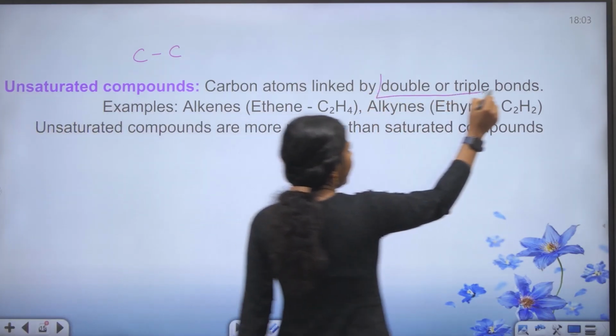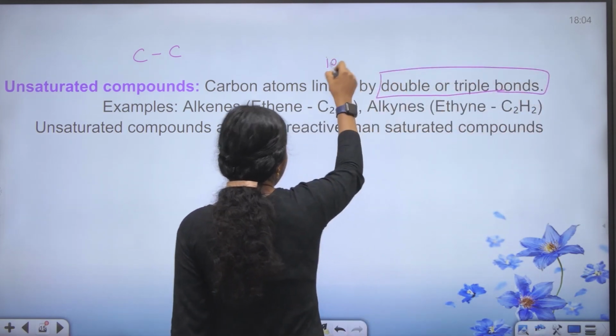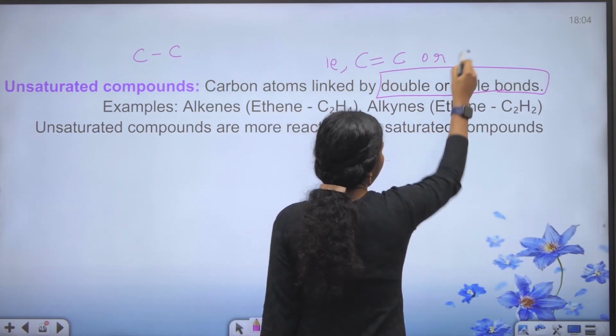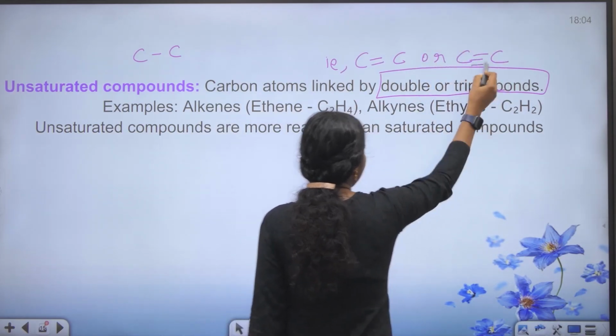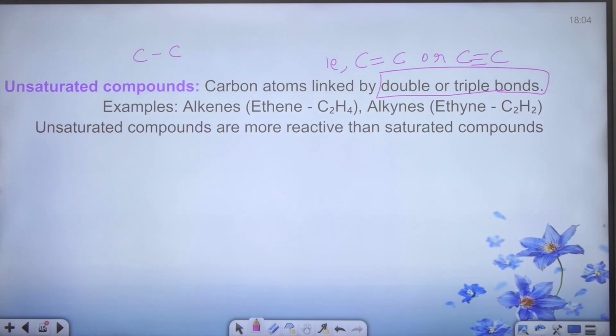That means carbon-carbon double bond or carbon-carbon triple bonds are present in an unsaturated compound. Multiple bonds are present. That type of molecule is known as an unsaturated compound.